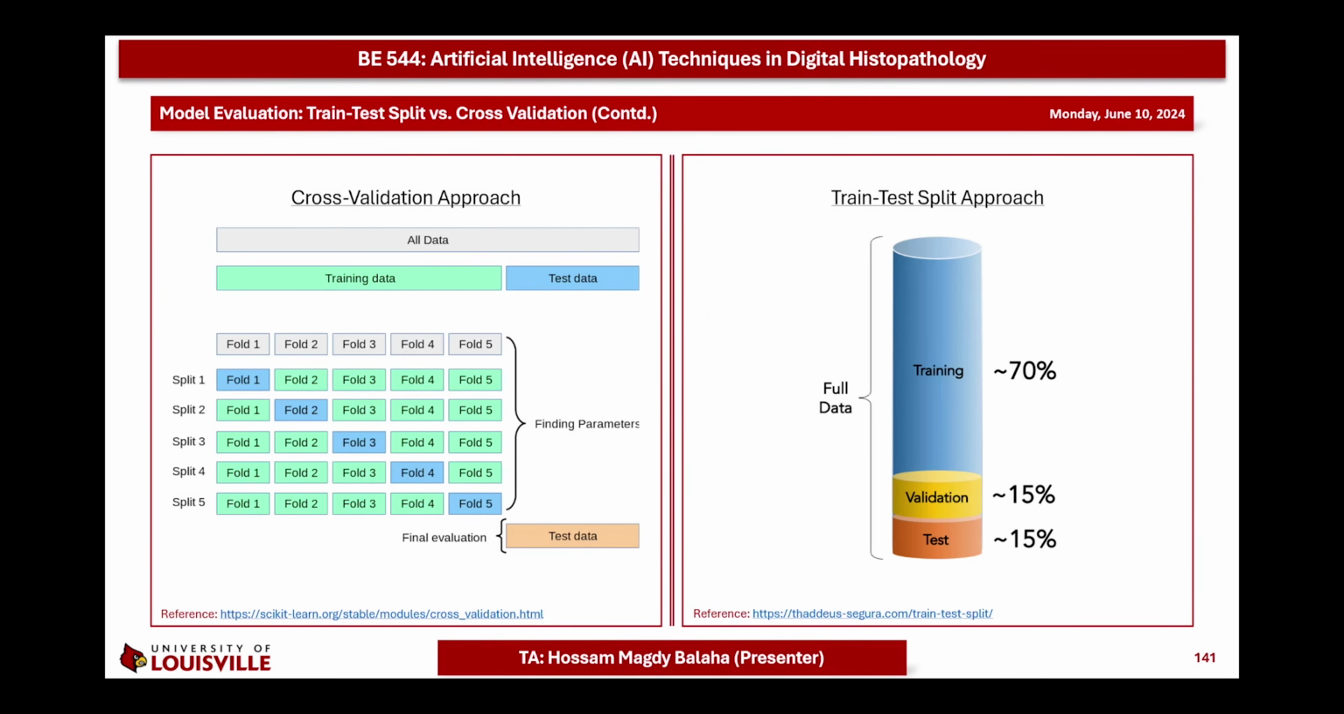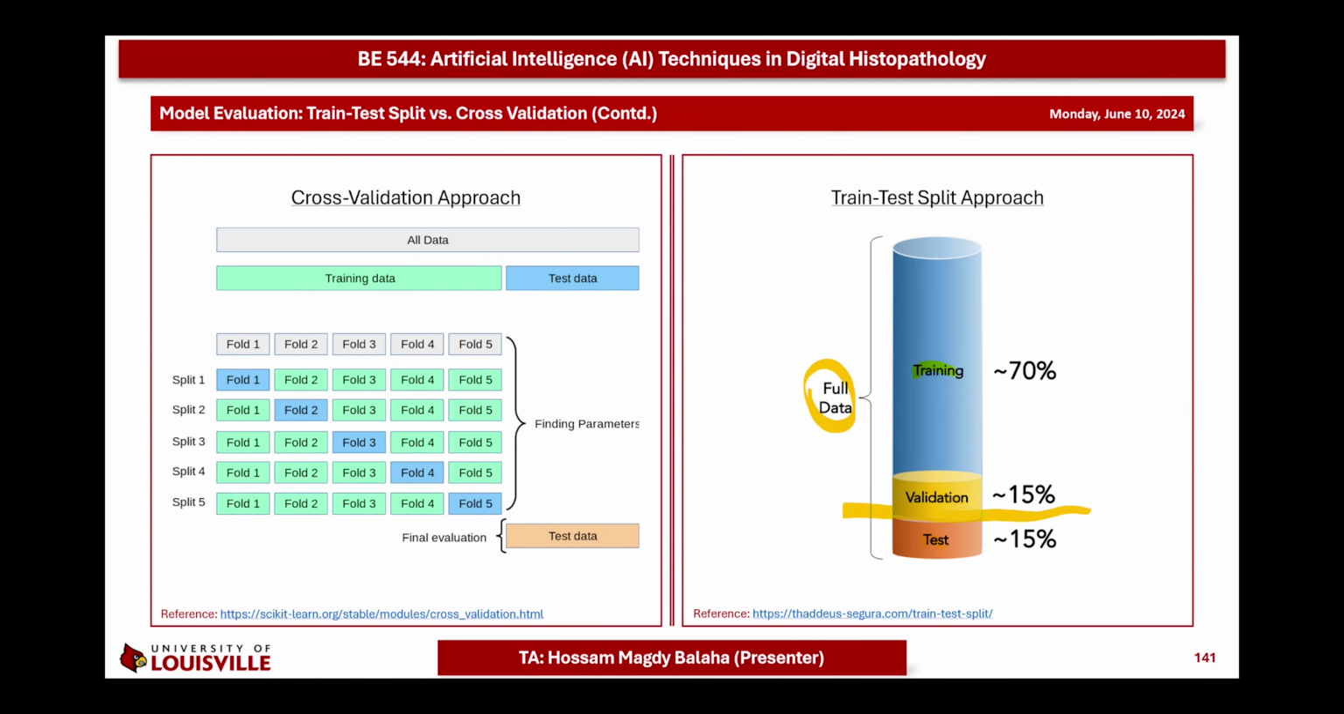So to compare between them visually, in train-test split, we have the full data. We are splitting it into training and testing. And for the training portion, we are splitting it further into training and validation. So now we have 3 groups: training, validation, and testing. The upper 2 will be used in the training process, while the last one will be used in the testing process. And the train-test split approach is commonly used with medium and large datasets.